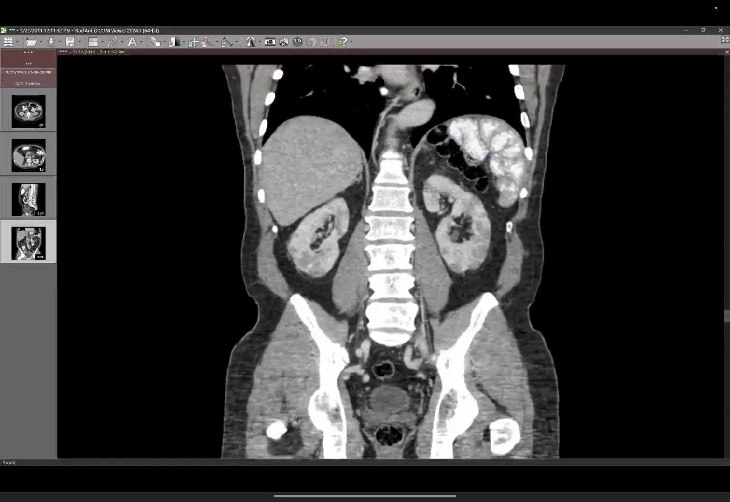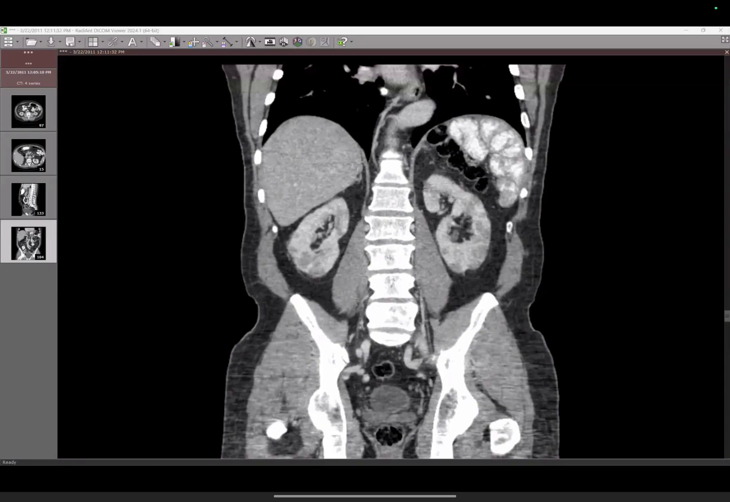So the last case is a male patient with abdominal pain and microhematuria. So let me just bring up the quick CT. So who is taking this one?